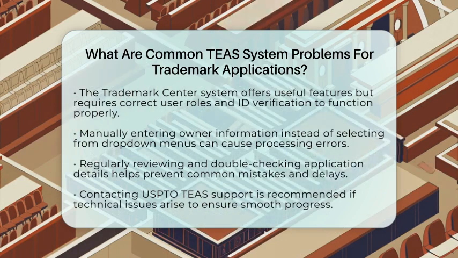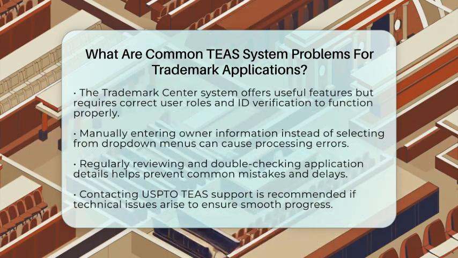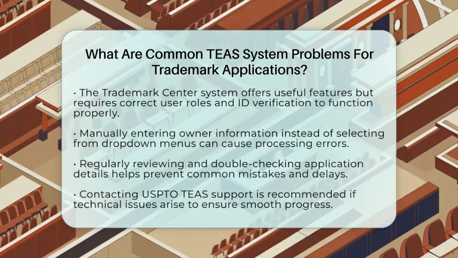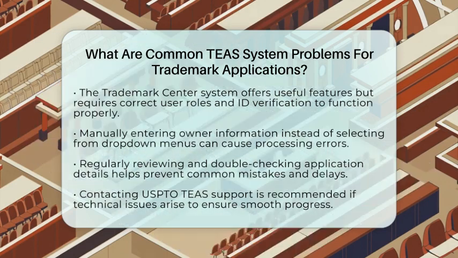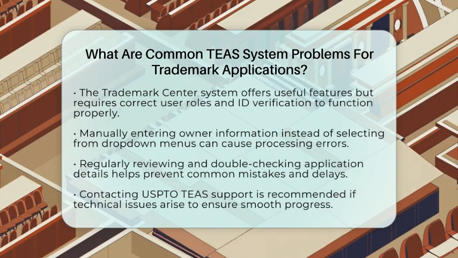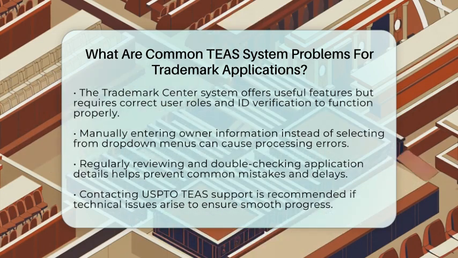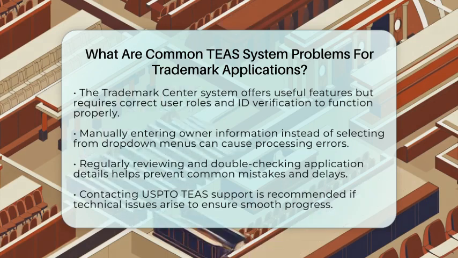Understanding these common TEAS system problems helps you stay alert and avoid delays. Always double-check your application details, follow the USPTO's instructions carefully, and keep an eye on your application status. If you encounter technical issues, reaching out to the USPTO TEAS support team is the best way to resolve them quickly. Being proactive can help you move smoothly through the trademark registration process.